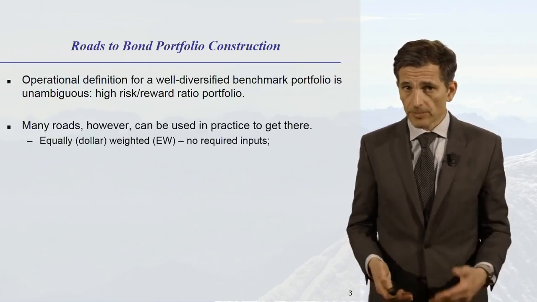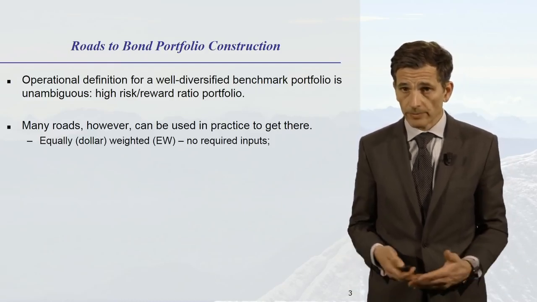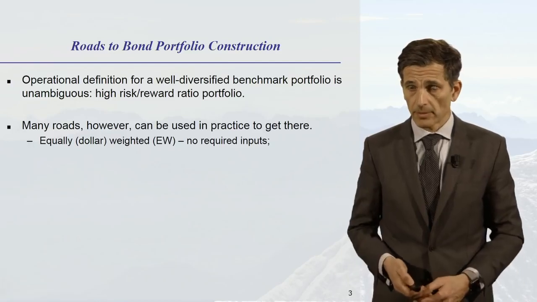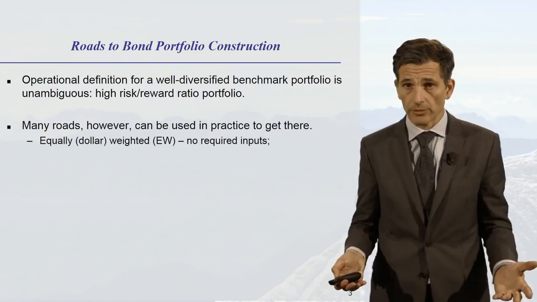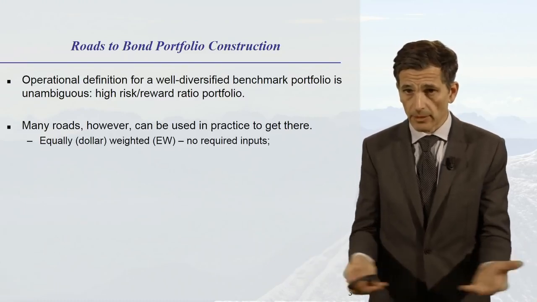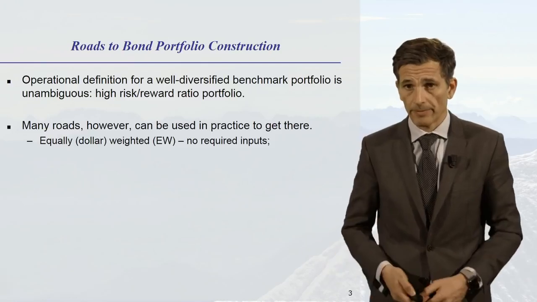The first approach is a very naive approach, equal dollar contribution. You don't need any inputs, you don't need to estimate risk parameters or expected return parameters. You take a set of bonds and you just equally weight them, equal weights to all of them.